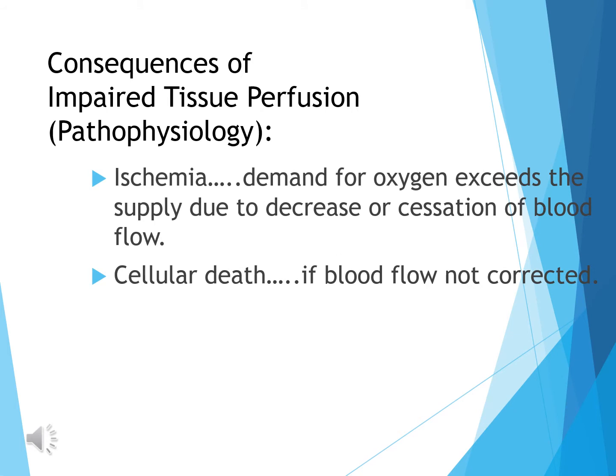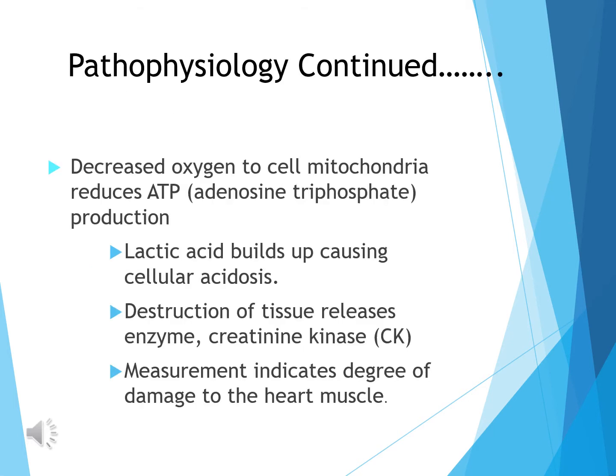So what are some of the consequences of impaired tissue perfusion? This is our pathophysiology, or the things that are happening in the body that are not normal. So ischemia can occur because of a demand for oxygen that exceeds the supply due to decreased or cessation of blood flow, and cellular death can occur if the blood flow is not corrected. We also see a decreased oxygen to the cell mitochondria, which reduces ATP, or adenosine triphosphate, production. Three things can happen here.